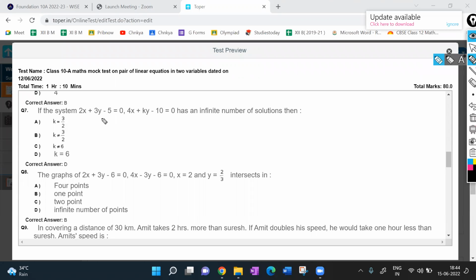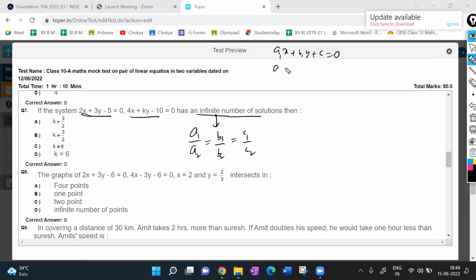Now look at this here. This has infinite number of solutions. Infinite number of solutions is nothing but, I told you, a1 by a2 is equal to b1 by b2 is equal to c1 by c2. Let me make you feel, guys, when two lines, look at it, a1x plus b1y plus c1 is equal to 0, a2x plus b2y plus c2 is equal to 0. These two equations, what are they? Line equations, beta, these are representing plane equations.